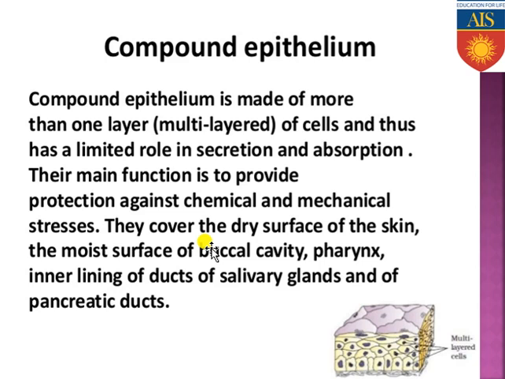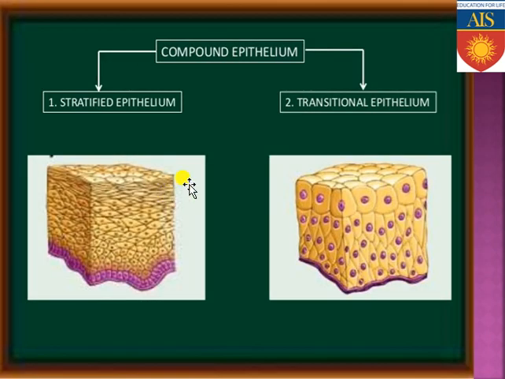They cover the dry surface of the skin, the moist surface of the buccal cavity, pharynx, and the inner lining of the ducts of salivary glands and of pancreatic ducts. So exclusively they cover the dry surface of the skin, and they are present at the moist surface of the buccal cavity, pharynx, inner lining of the salivary duct, as well as in the pancreatic duct. In these locations this compound epithelium is present for secretion as well as absorption.